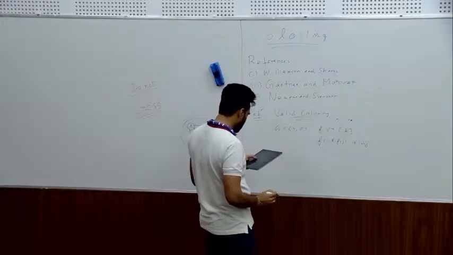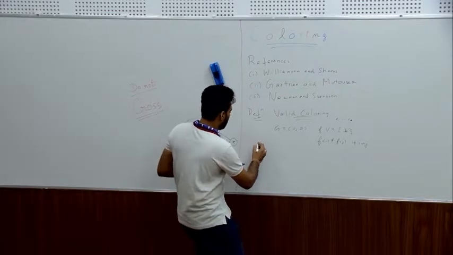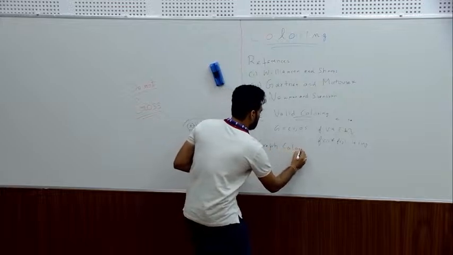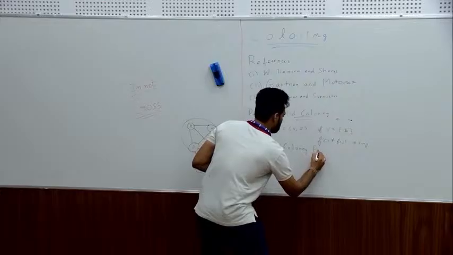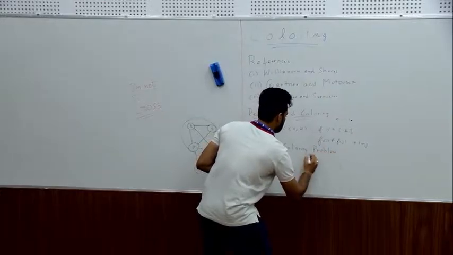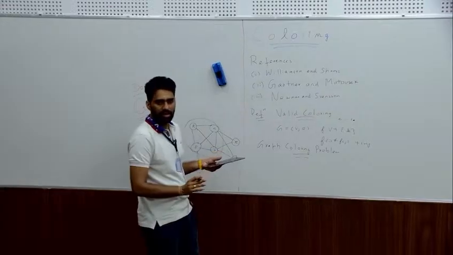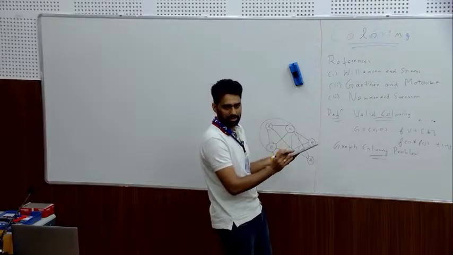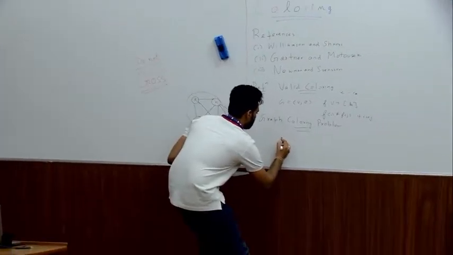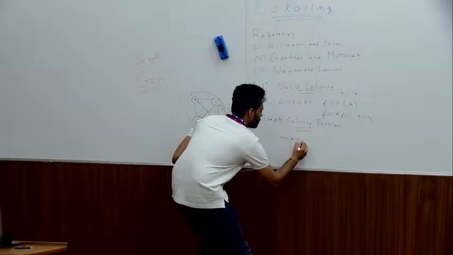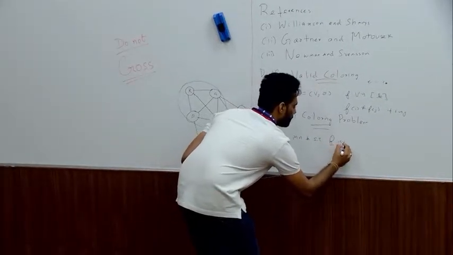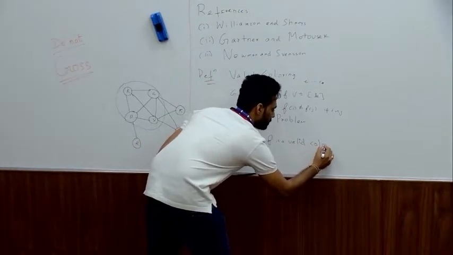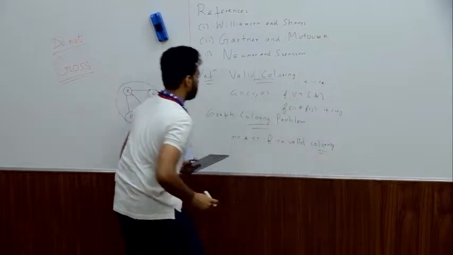So firstly, let me define what the graph coloring problem is. We defined what a valid coloring is. Let's now define the graph coloring problem. It's basically to find a valid coloring for the graph. It's an optimization problem. We want to do it with the minimum value of k possible, the minimum k such that this assignment f is a valid coloring.